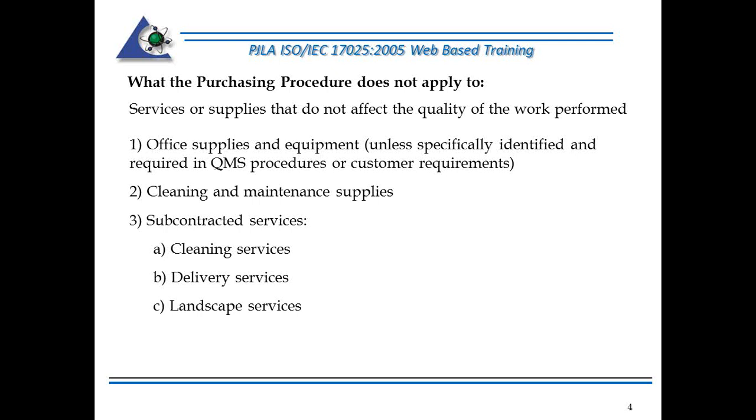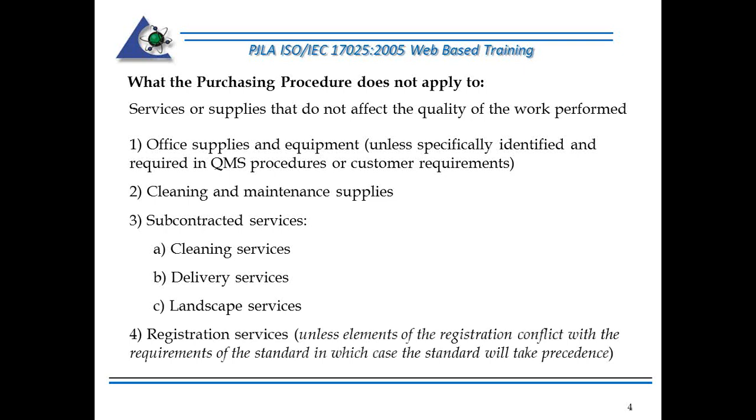quality of the work. Delivery services, much the same way. If you use a delivery service for delivery of tested materials or calibrated instruments, certainly there is an impact on the quality of the work that you do based on how it's handled in transport. So that is the area in which it might have to be addressed, but simply using a delivery service for UPS shipments or for mailing invoices and such, that would not affect the quality of the work, and in that regard would not have to be addressed through your purchasing procedure as part of your quality management system.